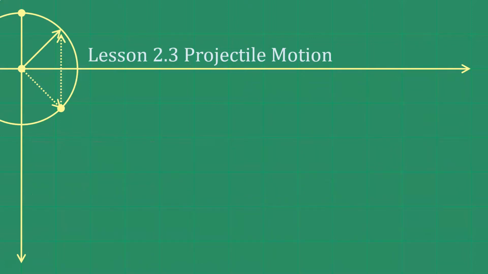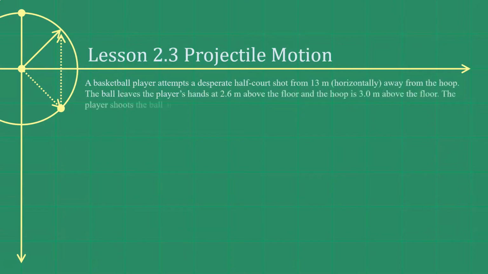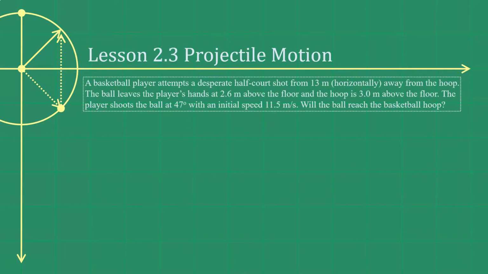Okay, now let's consider a real problem involving this basketball player. But in this case, we're not going to do a free throw or a three-pointer. We're going to do a desperate half-court shot from 13 meters away from the hoop. The ball leaves the player's hands at 2.6 meters above the floor. The hoop is 3 meters above the floor. And the player is shooting the ball with an initial speed of 11.5 meters per second at 47 degrees. Now notice in this problem, we're given the initial velocity of the ball at 47 degrees. The question is, will the ball reach the basketball hoop?